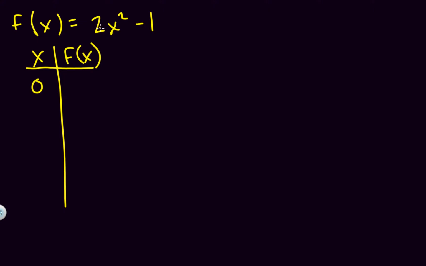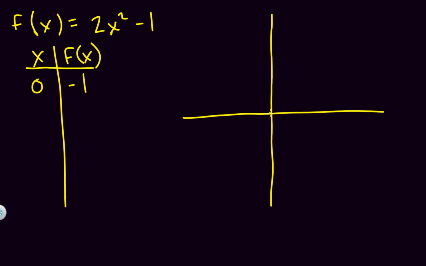0 squared times 2 is 0, minus 1, so that's going to give us 0, negative 1. So if we're graphing this, x value is 0, y value is negative 1. We've got a point here. We can pick a 1. This gives me 1 squared is 1, times 2 gives me 2, minus 1 gives me 1. So we've got a point at 1, 1.